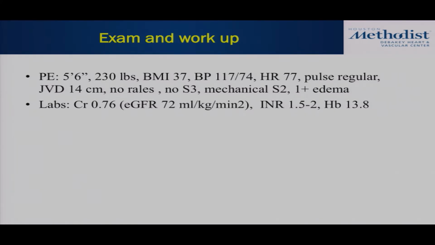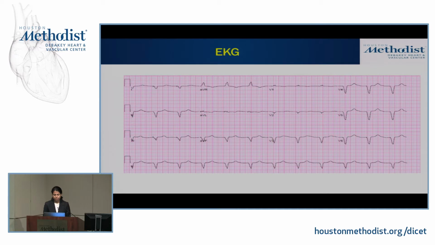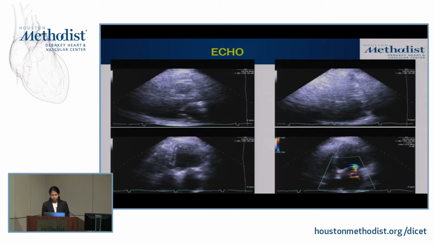Pertinent labs for her, she had normal renal function. Her INR was subtherapeutic most of the time, going over past records, about 1.5 to 2. And she was not anemic. Her hemoglobin was 13.8. This is her EKG. She's ventricular paced. And this is a series of her echocardiograms here, which I'll play.